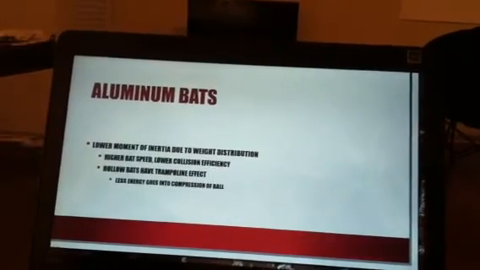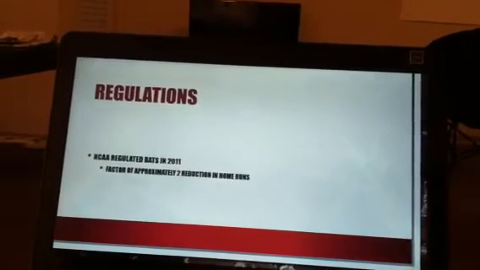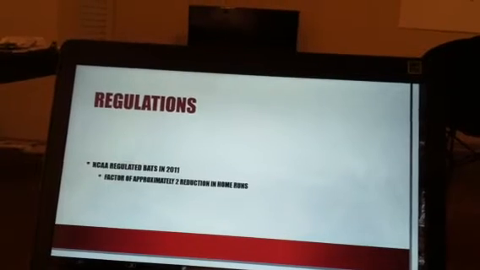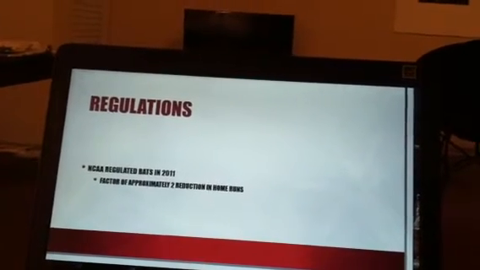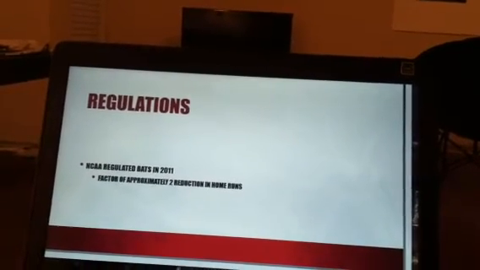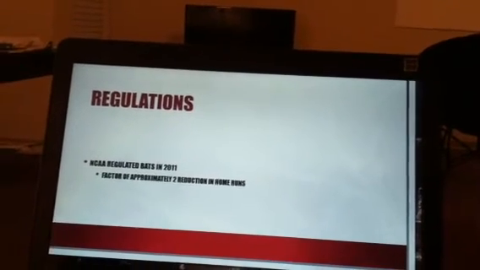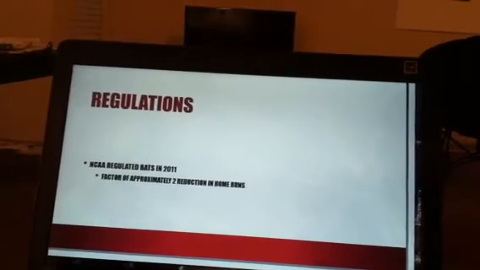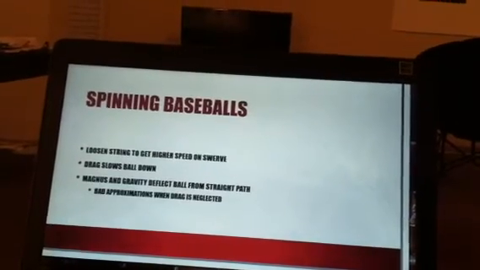Hollow bats have a trampoline effect, and less energy goes into the compression of the ball. The NCAA regulated bats in 2011 due to the improvements in the physics of bats. Too much research had gone into how to maximize the distance that the ball could travel, so they regulated the bats, which led to a decrease of about a factor of 2 in the number of home runs hit.